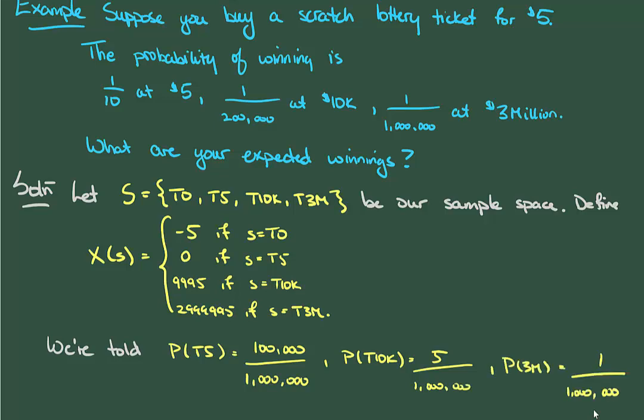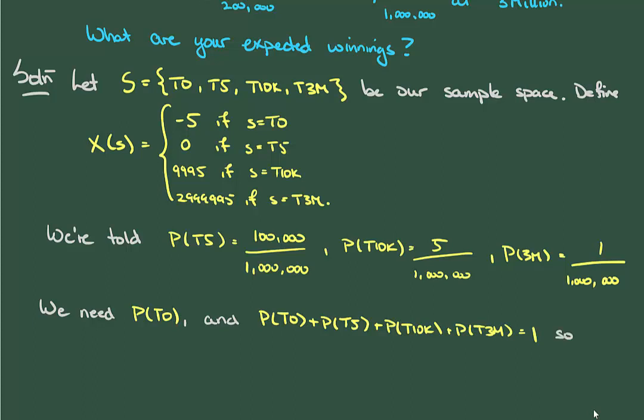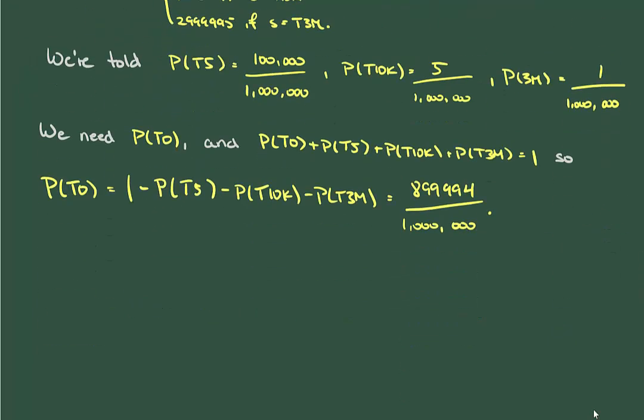Now I'm going to write them out of 1 million just to make the fraction addition easier a little bit later. Okay, so we need to find the probability of T0, but we know that the sum of all of these probabilities must be equal to 1. Thus, we can solve this equation to get that the probability of T0 is 1 less the sum of the other probabilities. We can compute that to be 899,994 out of 1 million.